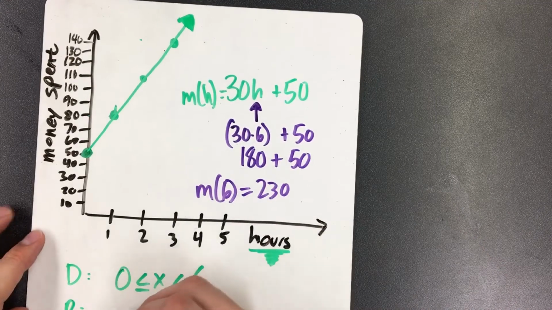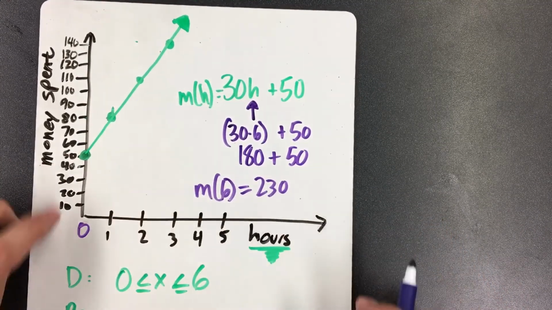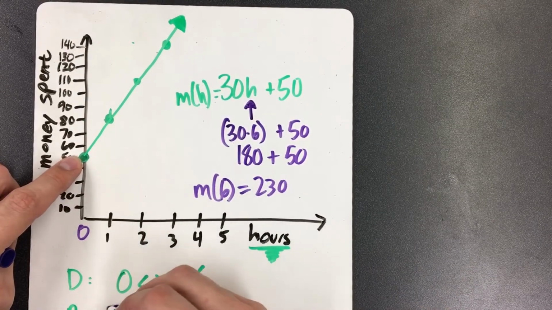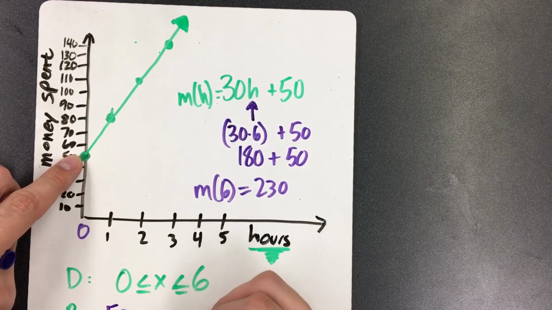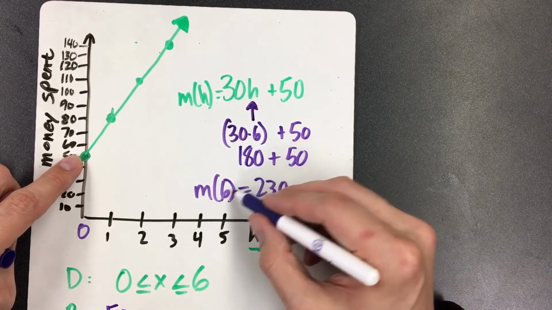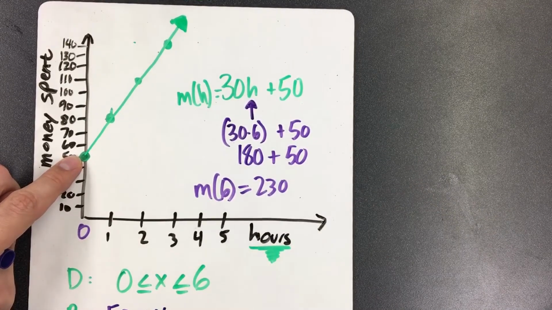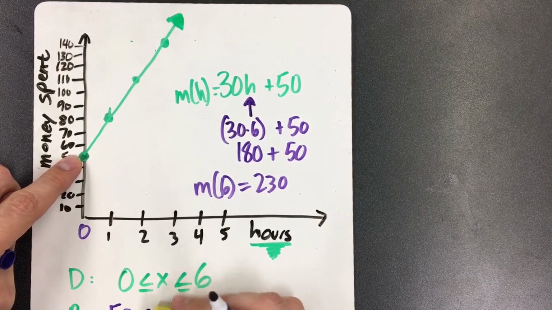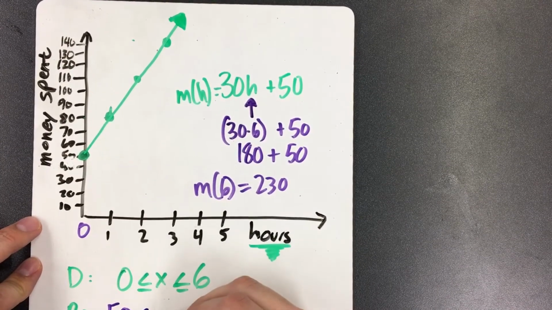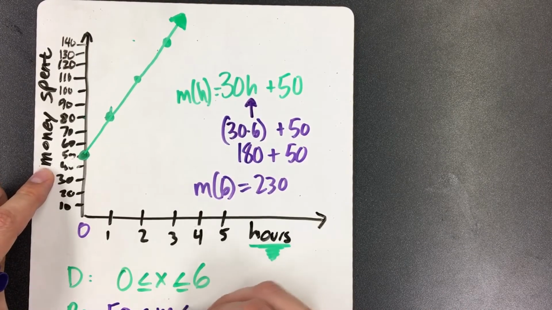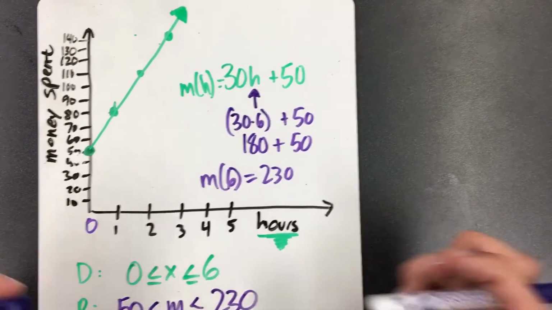So my range would have been all the way from where this graph started, right? At 0 hours, I had spent $50. I apparently had already spent $50 before I even started shopping. And then my high amount, if I had spent everything all the way up to 6 hours, it would have gone all the way up to 230, and that should probably not be an X, probably should be a Y, or you know what, it's actually an M because we were talking about money, all the way up to 230. Okay, that's the domain and range.